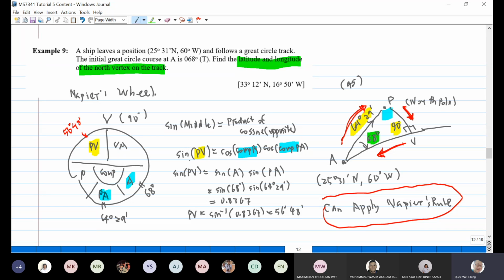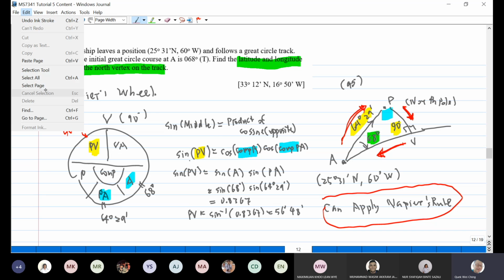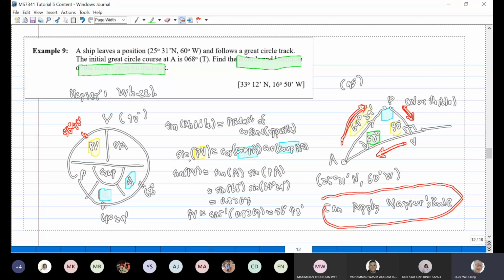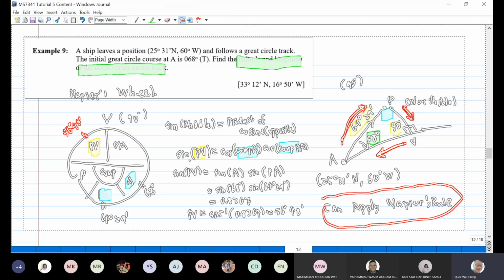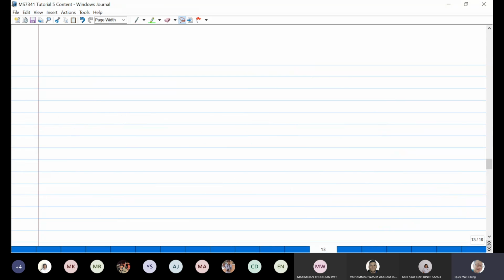Okay, so this is PV here. Now I want to redraw, copy this to the next page to calculate. Let me calculate here. I did copy this one, copy page here, and then copy page view. So go to the next page here and do the calculation.